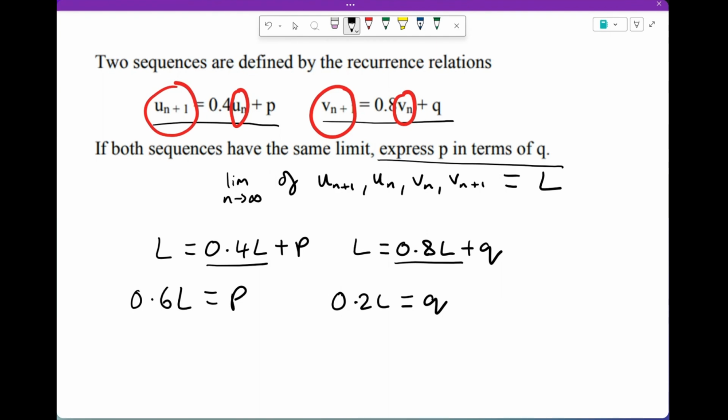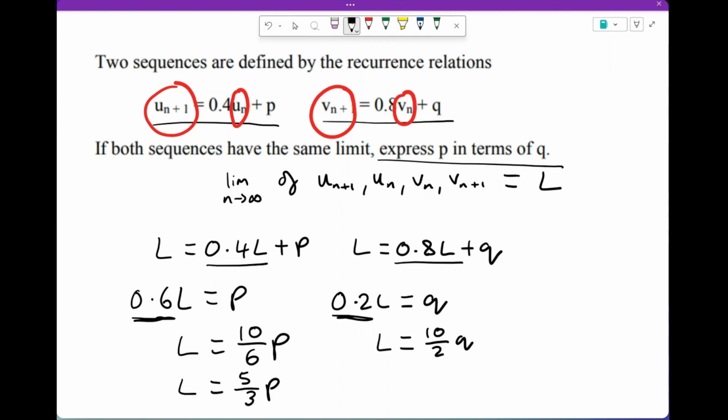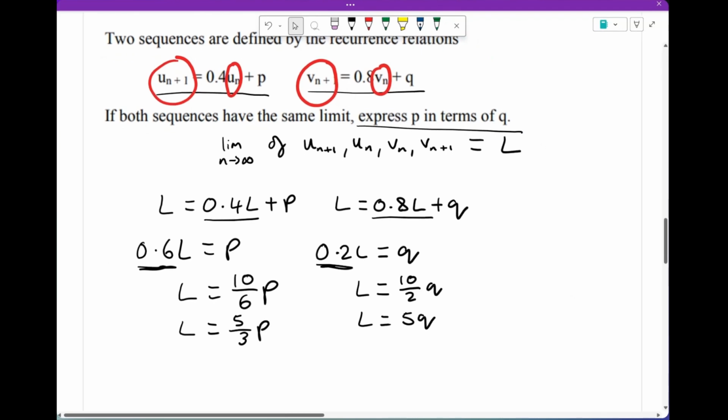And then for this one over here, we're going to divide by 0.6. So L is going to be equal to 10 over 6 p, which simplifies to 5 over 3 p. And then for my other equation, we're going to divide by 0.2. So we would get that L is equal to 10 over 2 q, which simplifies down to just 5q. So now we've made L the subject in both equations, so we can equate them. We can write that 5 over 3 p is equal to 5q. And now we have an equation just in terms of p and q.